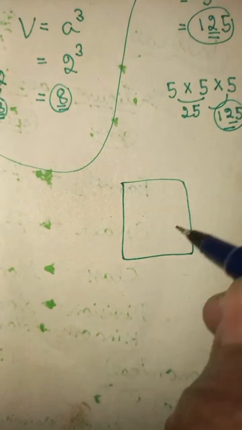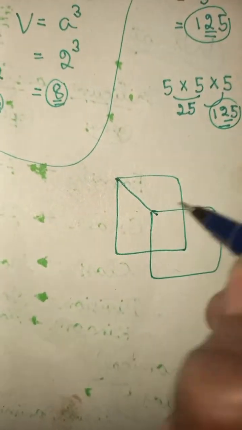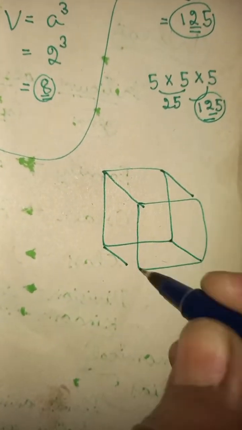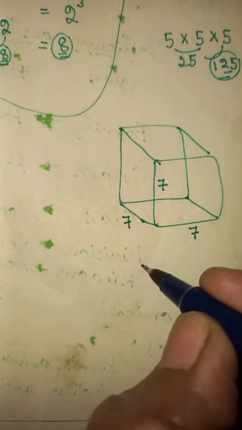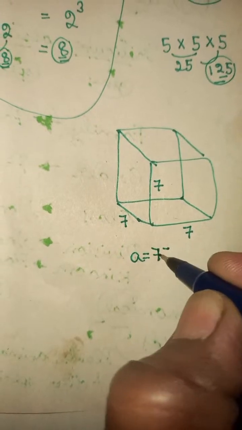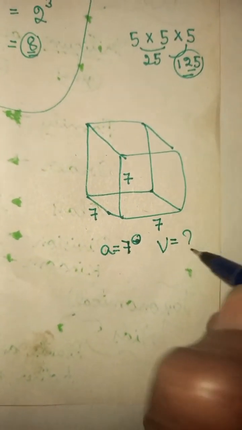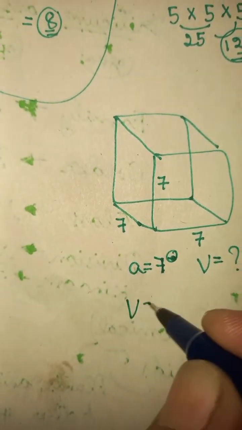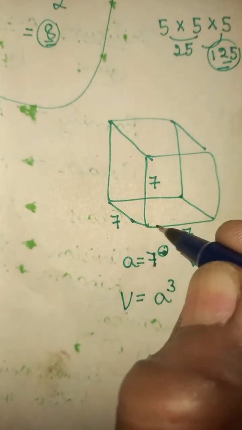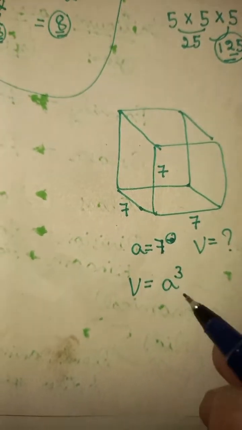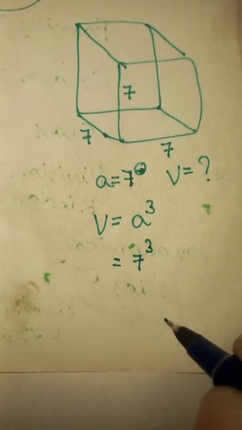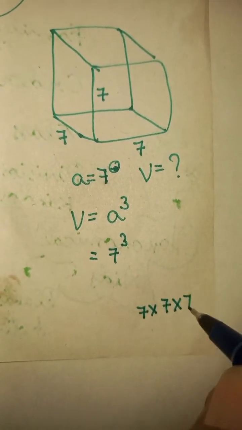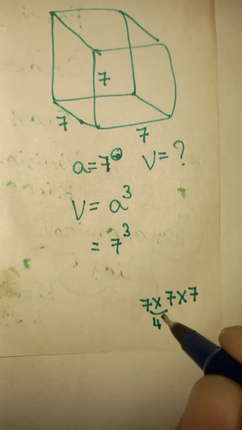Let's take another cube. In this cube they are telling that all the edges of the cube are 7 units. When all edges are 7 units, you get edge length as 7 units, and you need to find out what's the volume of the cube. Volume of the cube is edge length cubed. That means you need to multiply the edge length by itself 3 times. That is 7 times 7 times 7. 7 times 7 is 49.